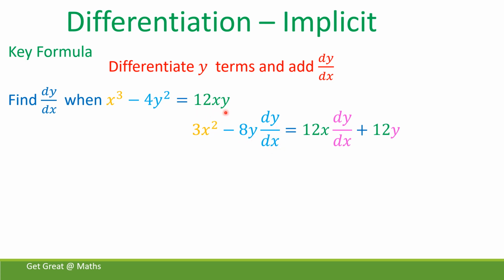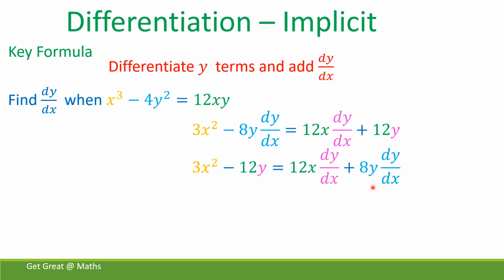Now the last term here, we're going to use the product rule on because I've got two terms multiplied together, where u is equal to 12x and v is equal to y. So I've got the first, which is 12x, times by the differential of y, which is dy by dx, plus the second, which is y, times by the differential of the first, which is 12x, which is 12. So I end up with the function 3x squared minus 8y dy by dx is equal to 12x dy by dx plus 12y.